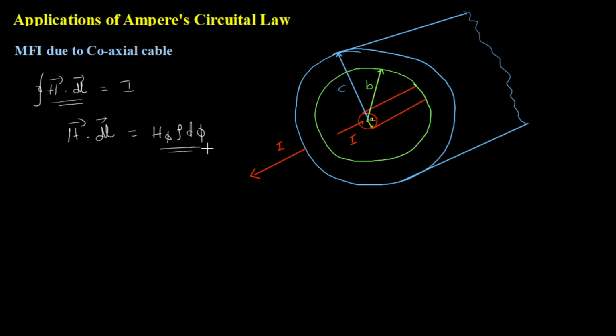Okay, now one important question should arise in your mind. That is, if I need to find the magnetic field intensity due to a coaxial cable, I need to enclose the coaxial cable by a closed path, and I have chosen already a circular path. That's why I am getting this expression, right, H phi rho d phi. Nice. But listen carefully.